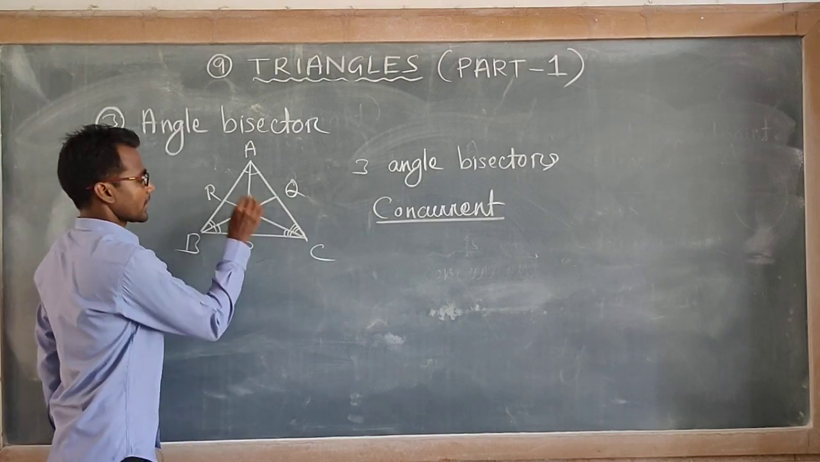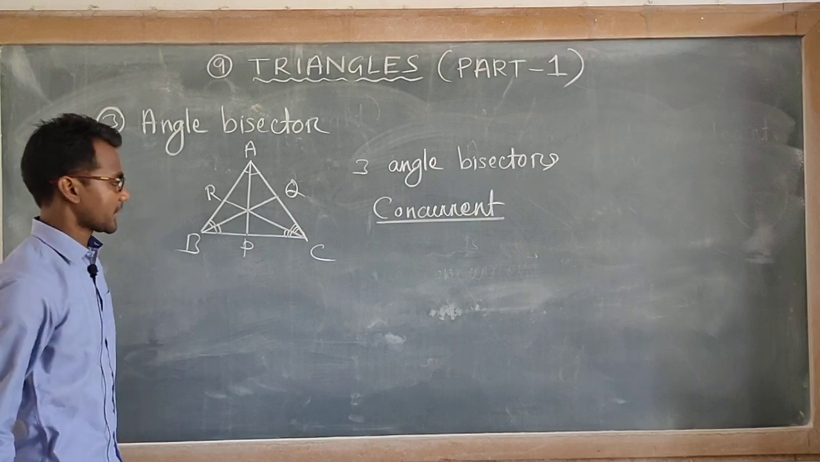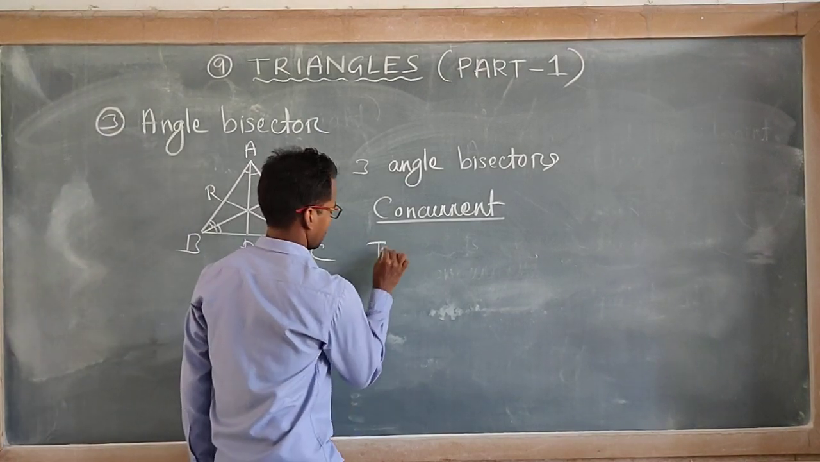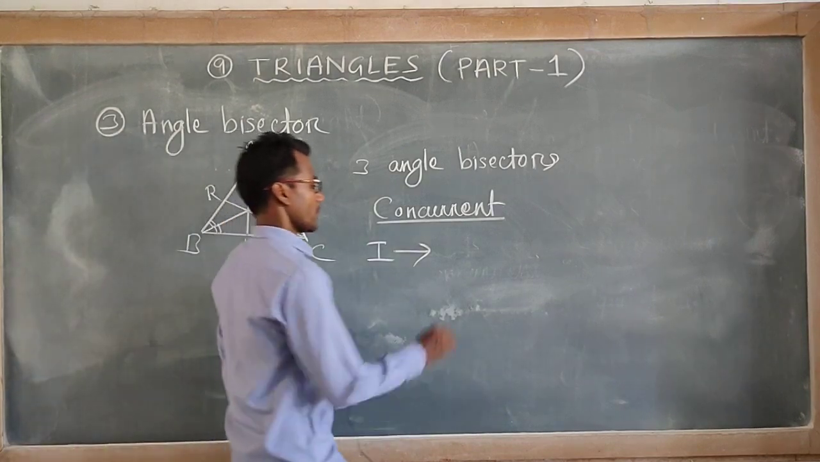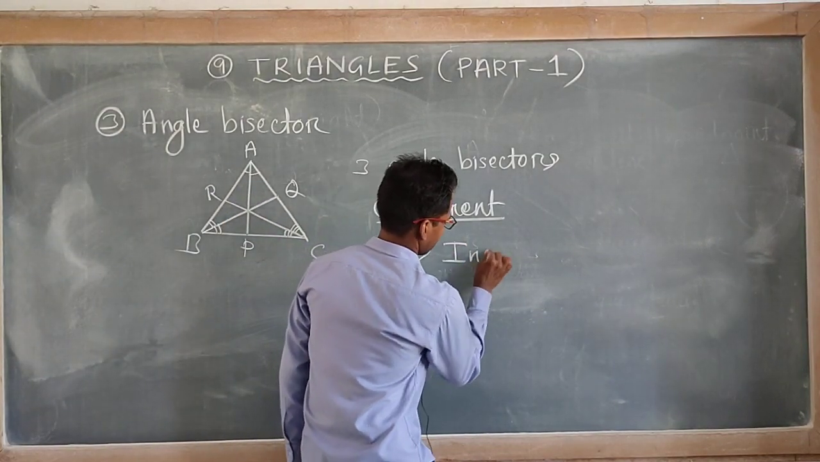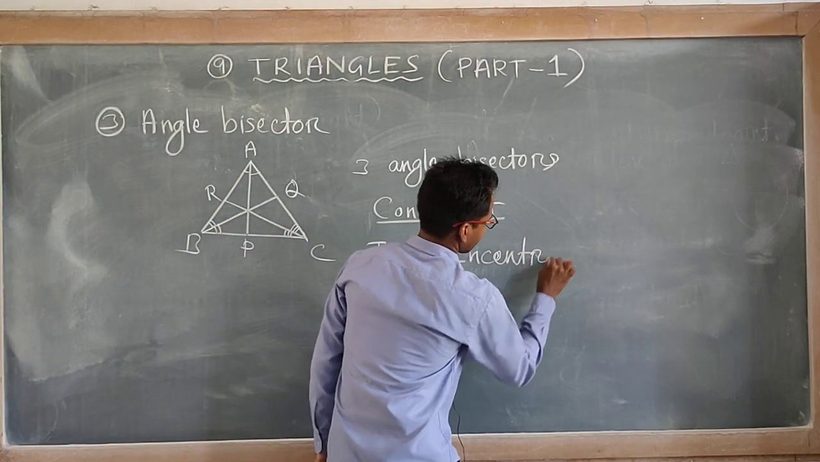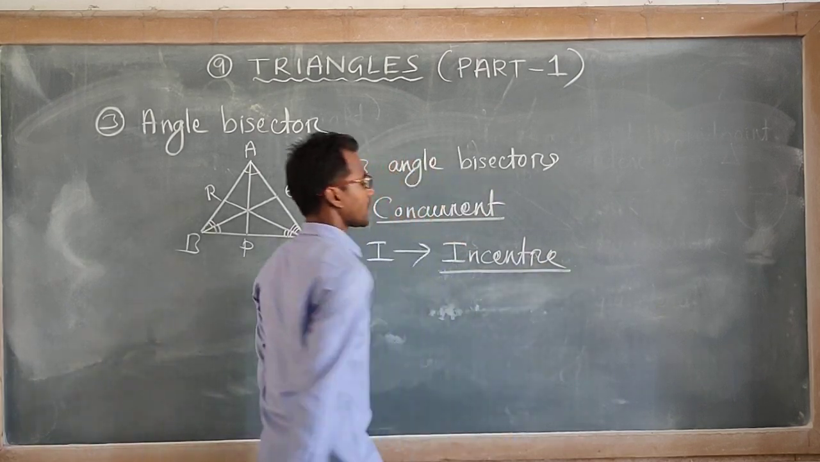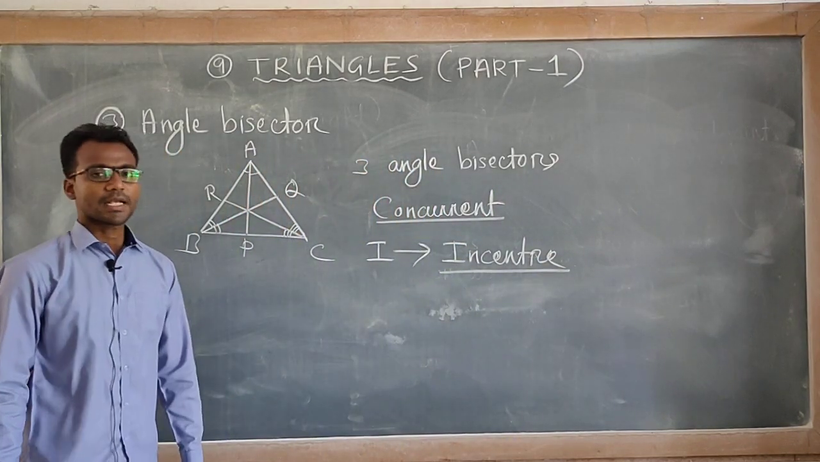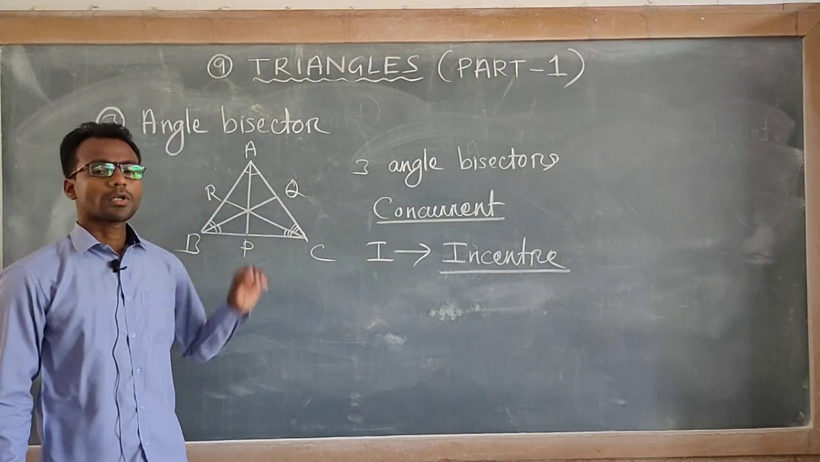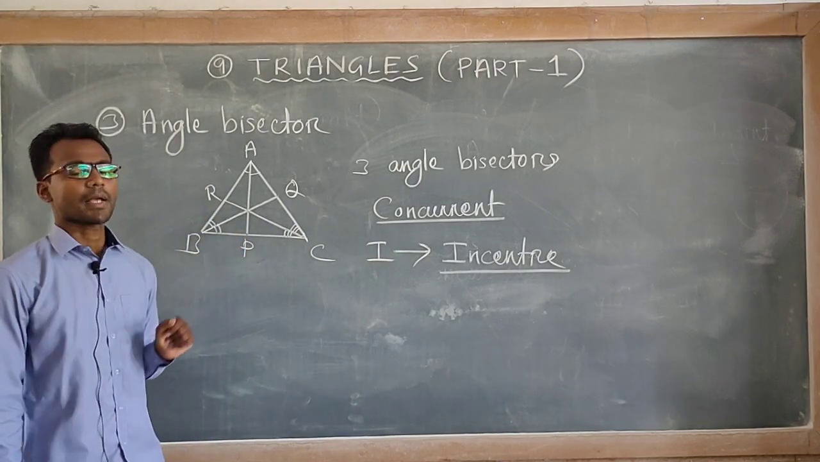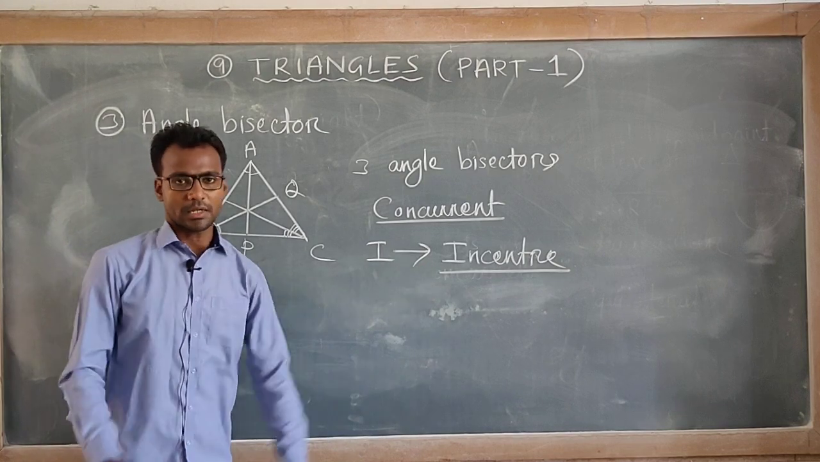Now this point of intersection is given a special name, I. I stands for Incentre. Remember this. I stands for Incentre. The point of intersection of angle bisectors is called Incentre. Ready?